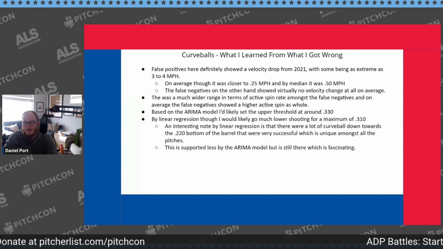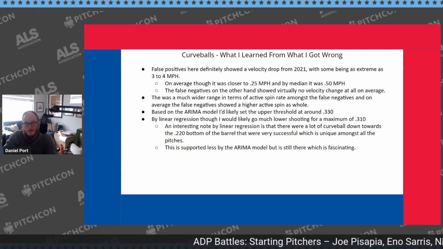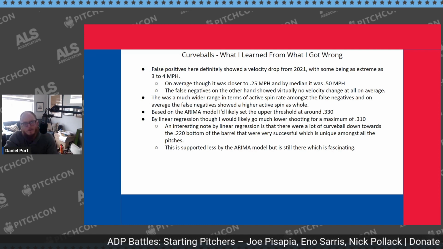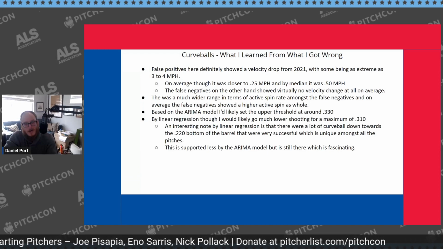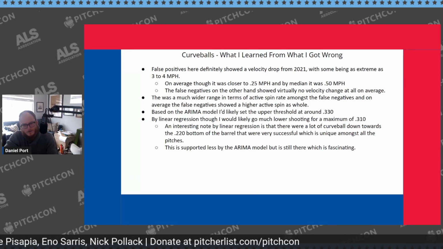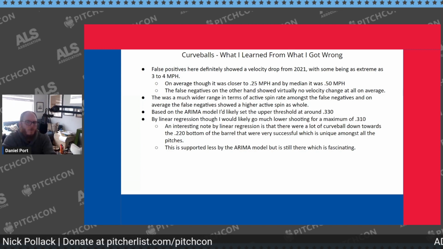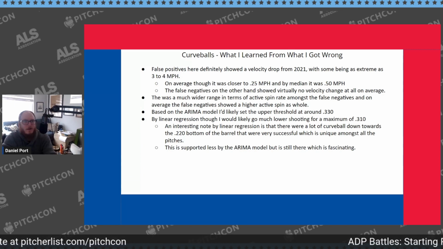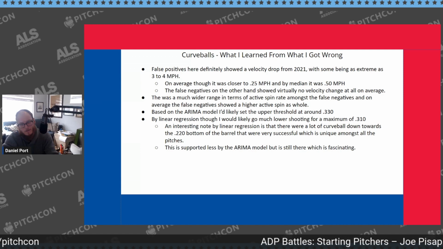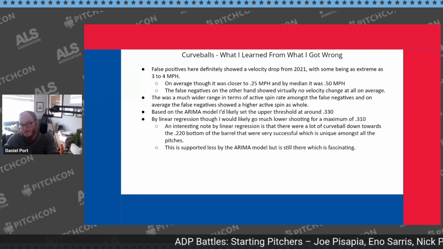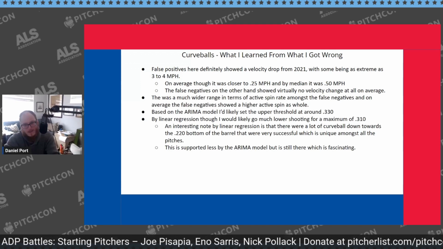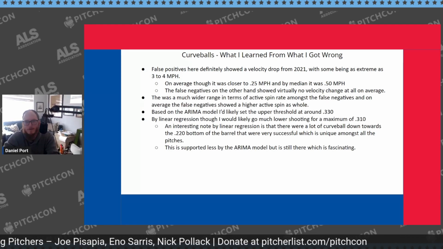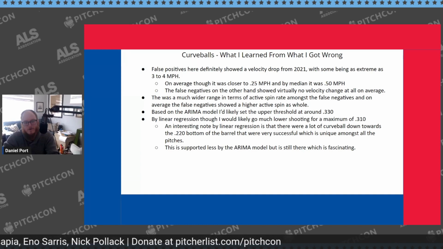Because there wasn't much of a difference in the velocity changes or even in the spin rates here, you can see the mean spin rate for a false negative is a little higher, but the false positives are not. They're right around the same medians there. So really, if we were looking at a changeup and I'm kind of on the fence, I'd look at their active spin rate, and if it's too high, I'd go negative. And if it's right around that 90, I'd be willing to take a shot at being positive.